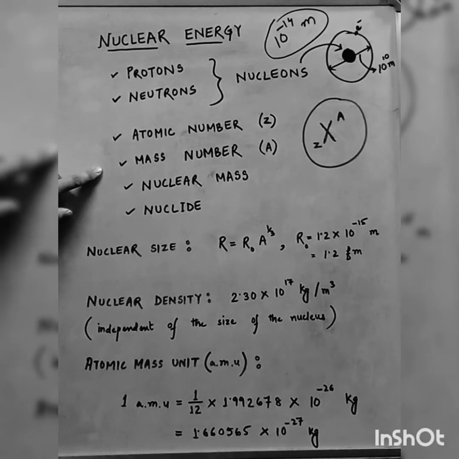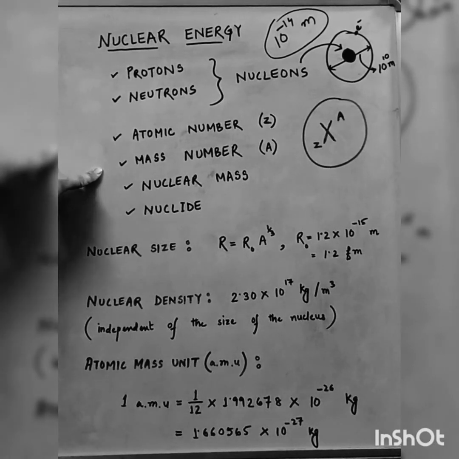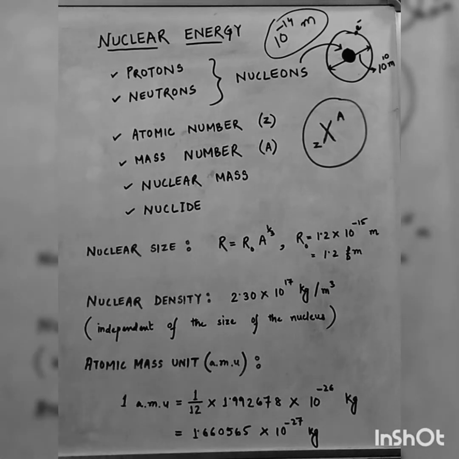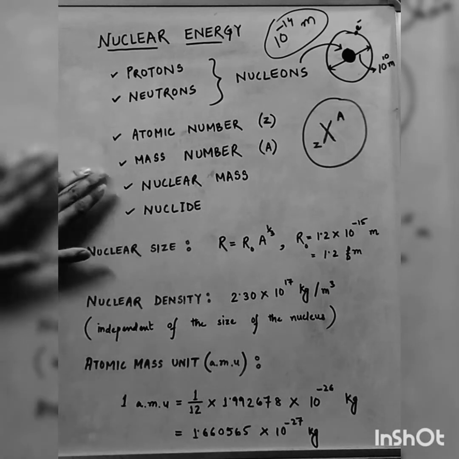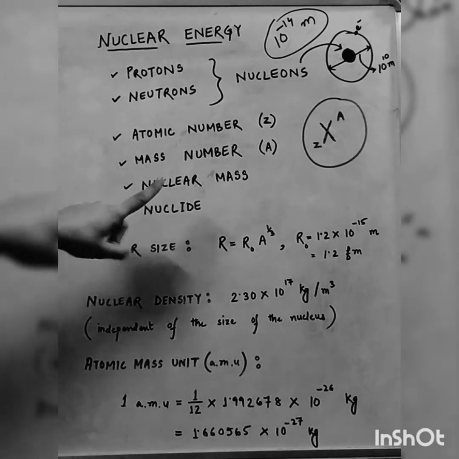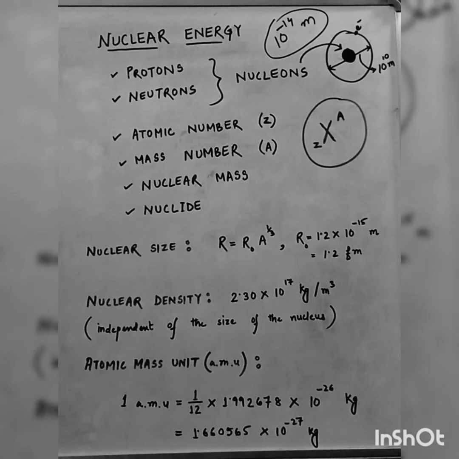Okay, the next thing is the mass number. Mass number is the total number of protons and neutrons present inside the nucleus. Mass number means protons plus neutrons, and it is denoted by the capital letter A. The next is nuclear mass. Nuclear mass is the total mass of the protons and neutrons present inside a nucleus. The total mass of proton plus neutron is called the nuclear mass.